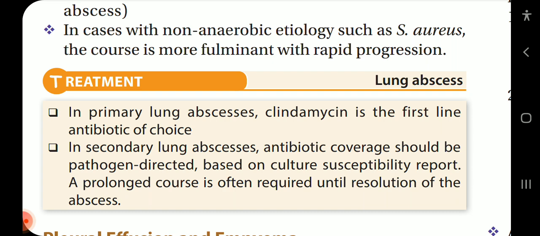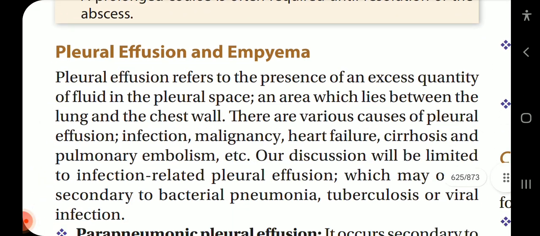Treatment of lung abscess. In primary lung abscess, clindamycin is the first line antibiotic of choice. In secondary lung abscess, antibiotic coverage should be pathogen directed based on culture susceptibility report. A prolonged course is often required until resolution of the abscess.